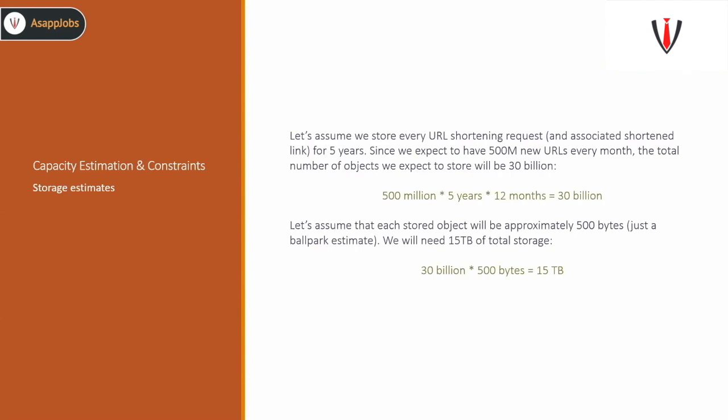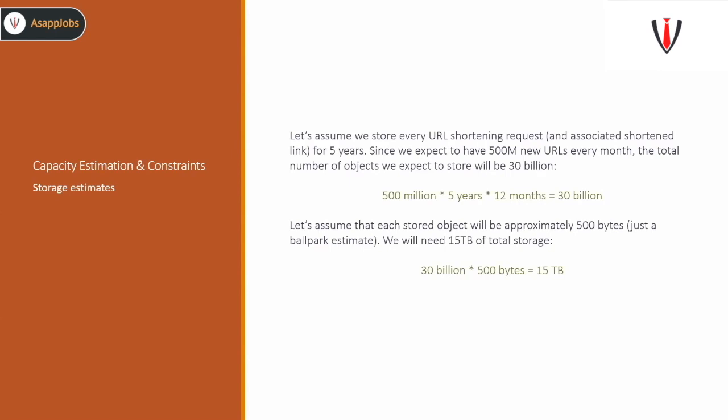Because we have 500 million per month into 12 and then into 5, that many, the 30 billion records is something that we're going to have. And then the next question could be, what is each record size going to be like? Let's just take another number, let's say 500 bytes. So if you take 500 bytes, it becomes 15 TB. So now you have a storage estimate.